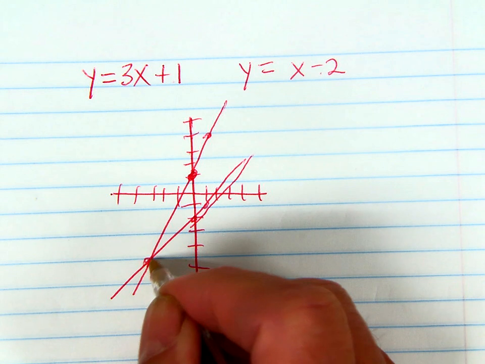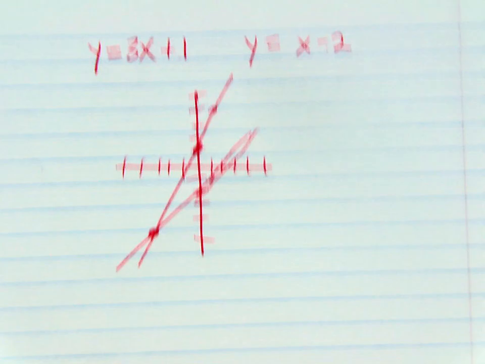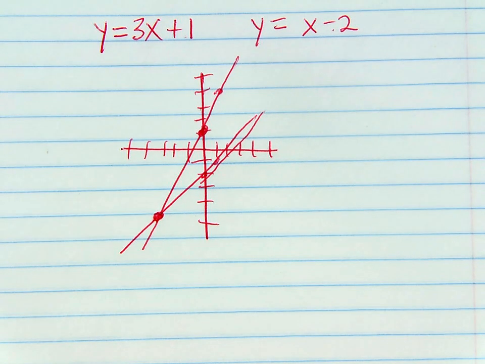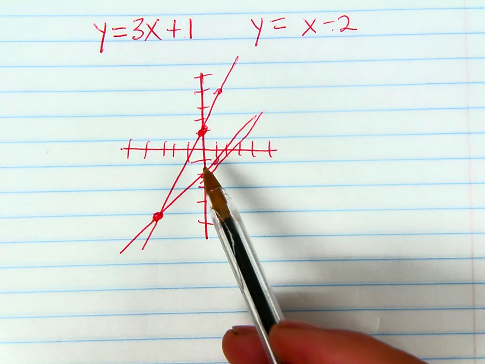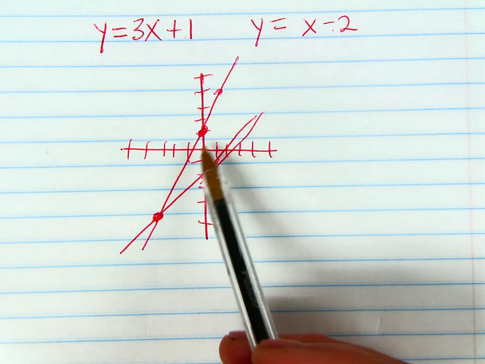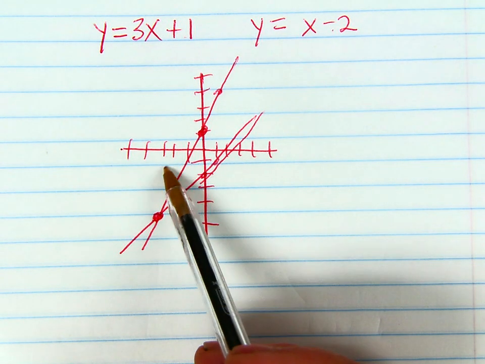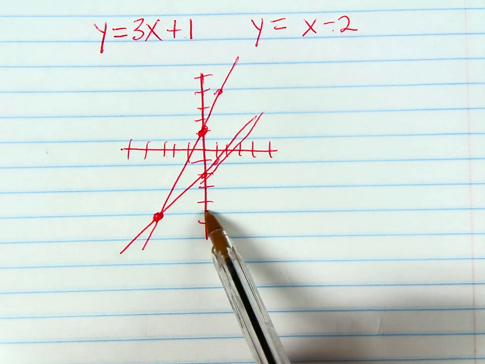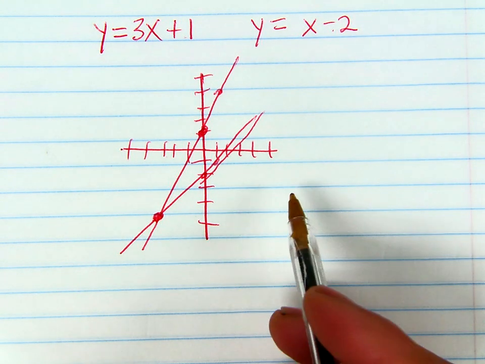Here's the solution, right there where those two lines cross. And that's going to be, I didn't draw my unit measures even, but that's going to be just about negative 3, negative 4, or negative 5.